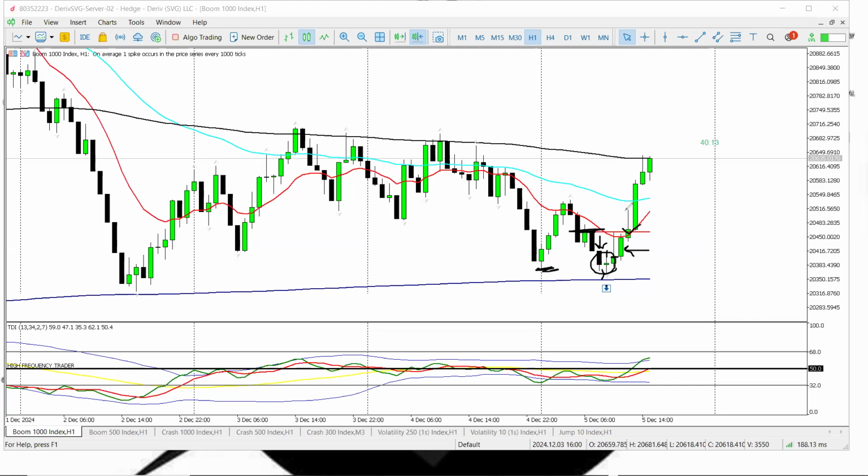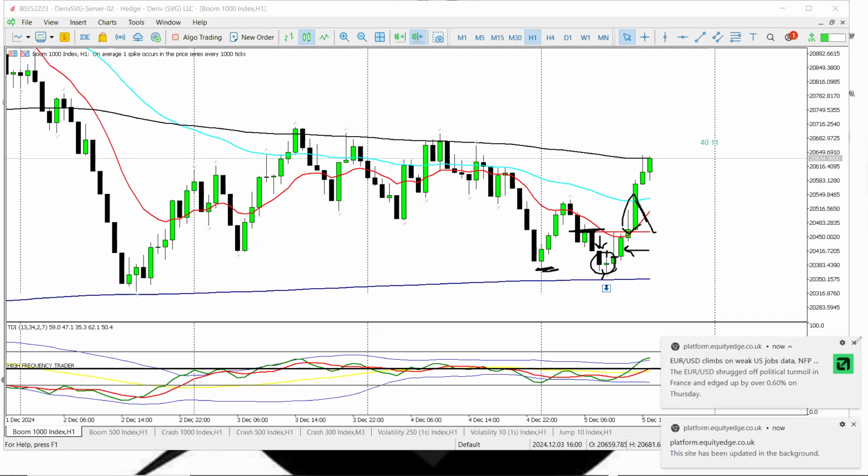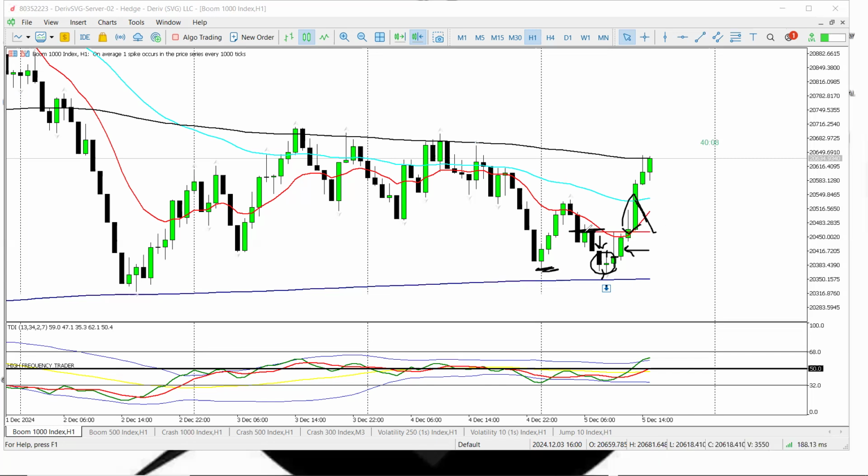Sometimes price will push up and retrace, bounce off that order block again and still push up. Sometimes it will be a straight away buy. So this was the trade, the buy example on B1000. Let me quickly show you the results when we compile everything together.